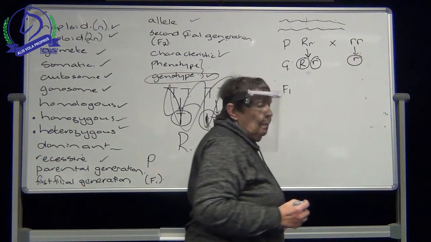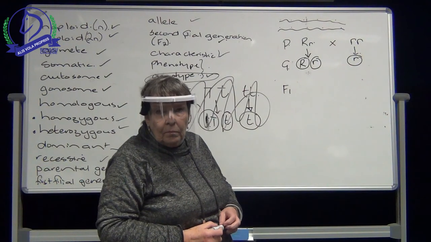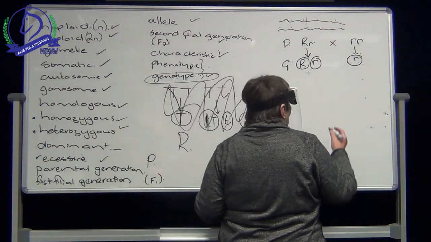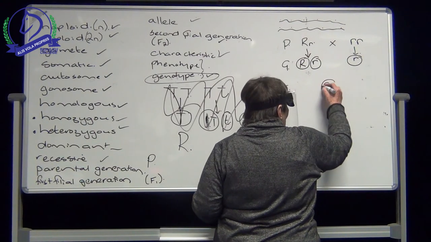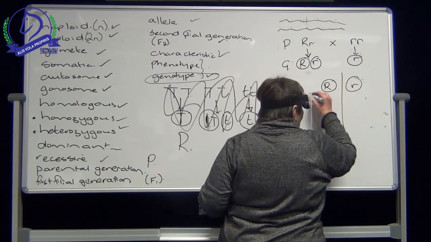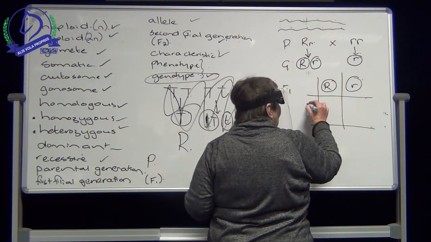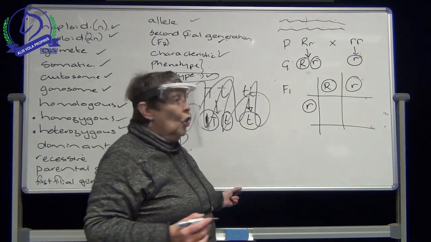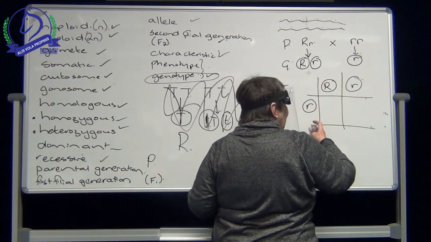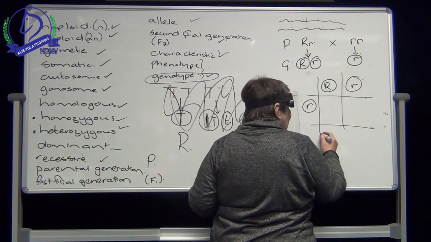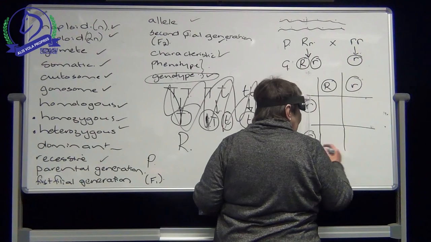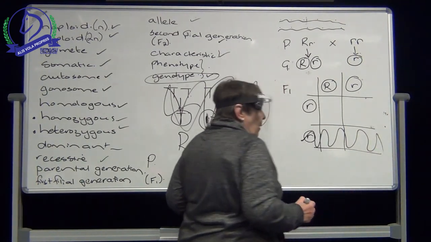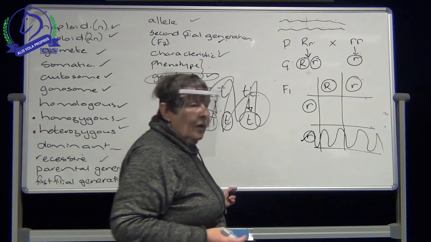Okay, everybody happy with that? Which means that you've only got two options in the offspring. And you can do it as a Punnett square if that's what you want to do. So let's do the Punnett square method, which I absolutely loathe. These are the gametes from that individual, and that's the gamete from that individual. Now, do you realize that you could have done this twice, but you would have wasted your life? Why would you have wasted your life? Because it's going to be exactly the same.